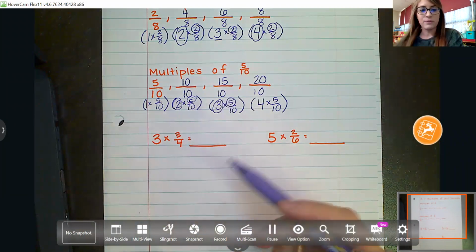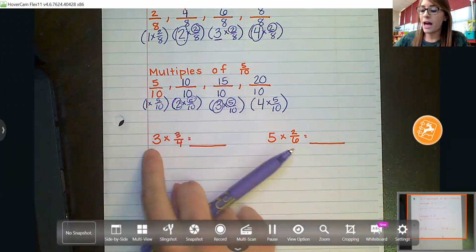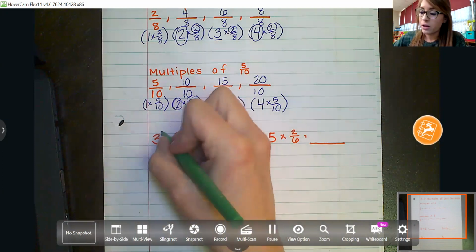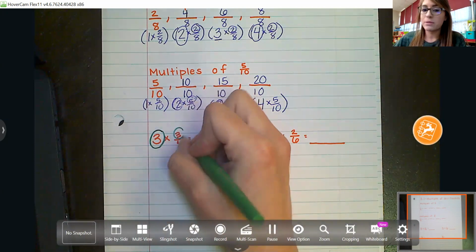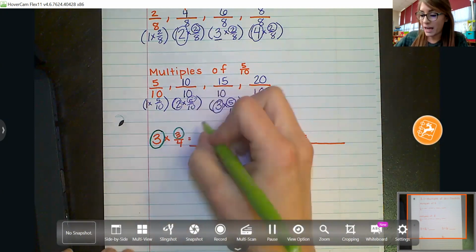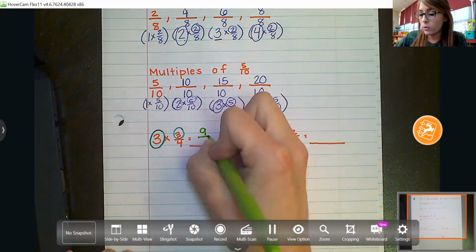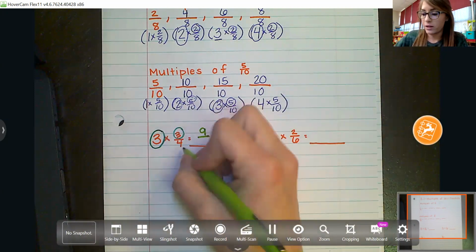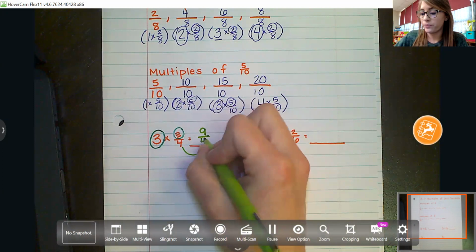All righty. Let's look down here, and we're going to solve these, and then we're actually going to do a couple different things with the answer. So 3 times 3/4. Which two numbers am I going to be multiplying together? Very good. I'm going to be multiplying together the whole number times the numerator. 3 times 3 is what? Very good. 9. So 9 will be my numerator, and my denominator does what? Very good. Stays the same.